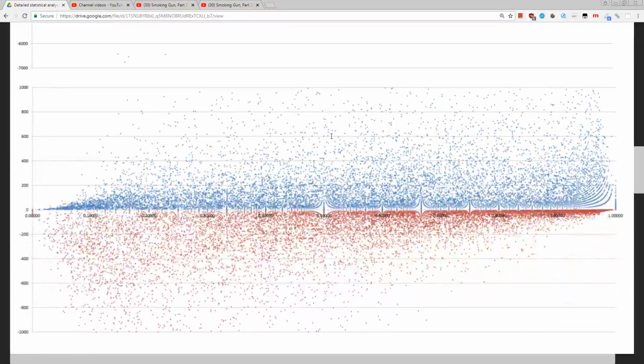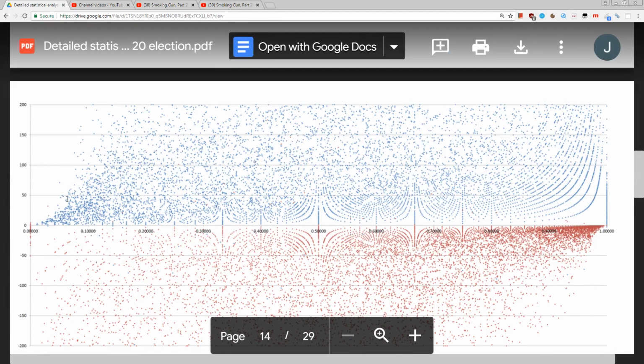When you plot each vote addition for Biden and vote addition for Trump, for each percentage for Biden, so you have a batch, the x-axis is the batches, 0% to 100% for Biden, and then for each one of those batches you plot the number of votes Trump got in it and the number of votes Biden got in it.